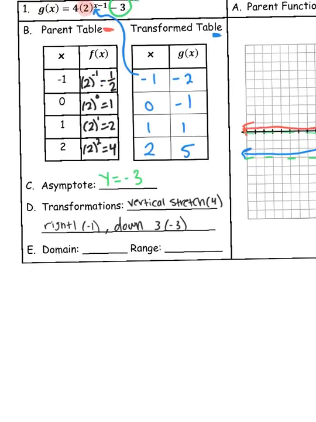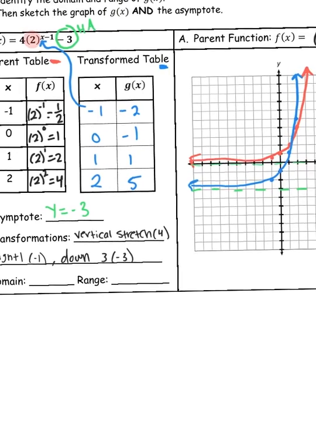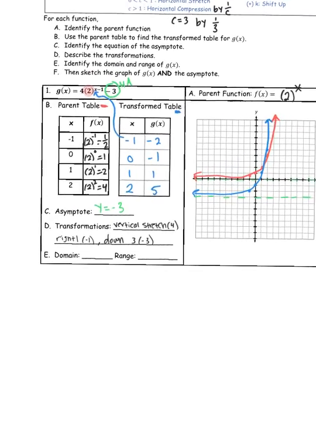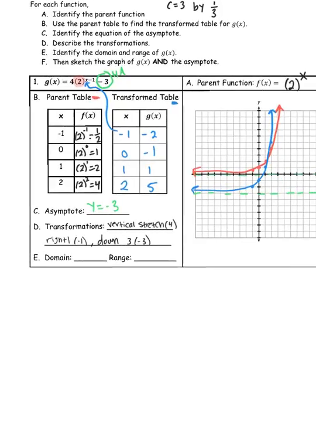Okay, my domain and my range. So remember, we're talking about the domain and the range for the blue transformed function. So let's look at that. Your domain is still going to be all real numbers. I can still plug in any number that I want to in this function. So I'm going to go -infinity to +infinity. I've got arrows on both ends of my graph.